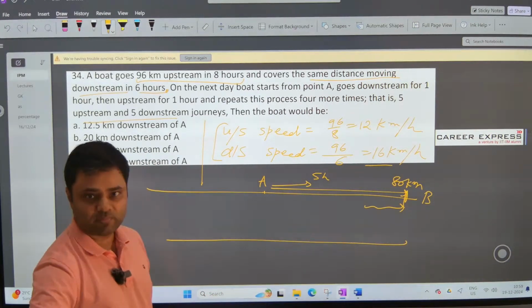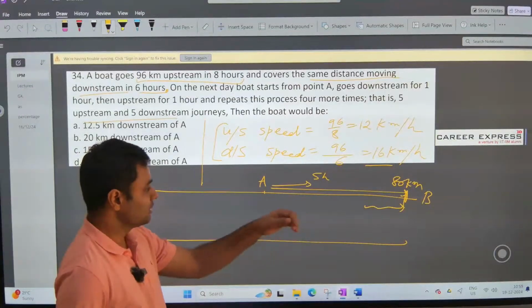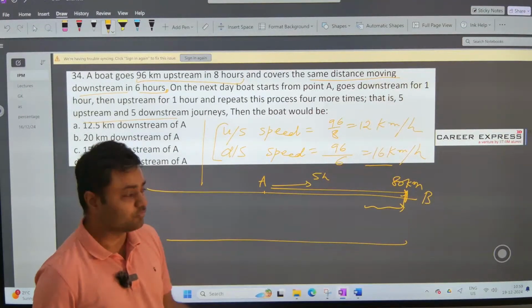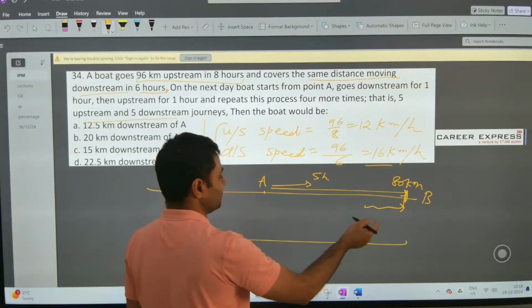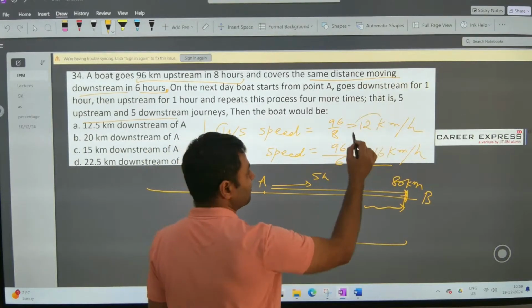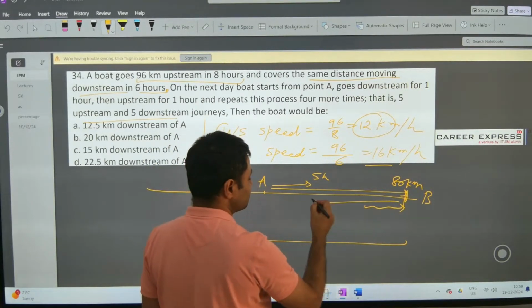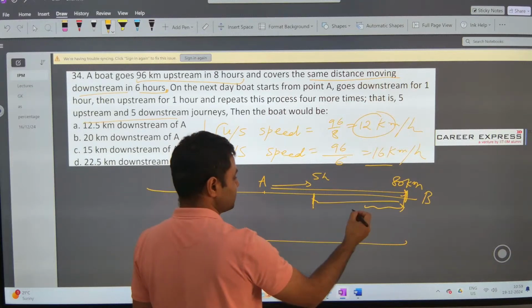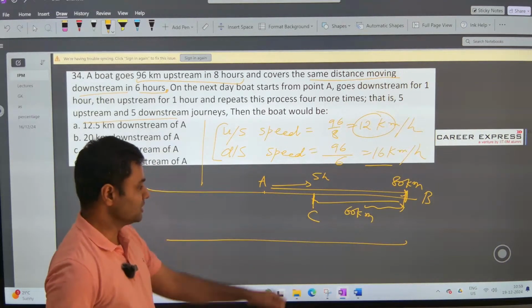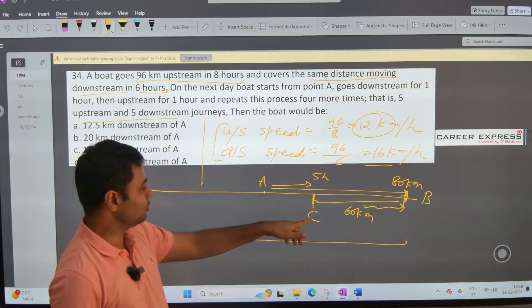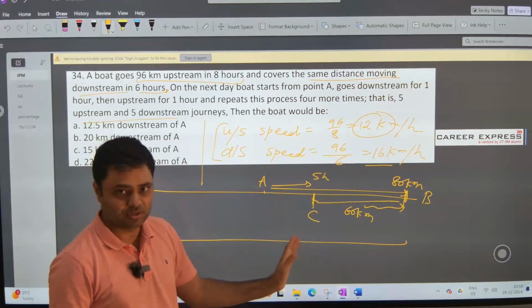Now it turns back and goes upstream also 5 hours. So from point B, the boat turns back and goes upstream. In 5 hours upstream, the boat will cover 12 into 5, 60 km. So this will be 60 km from point B. Let us say this is point C. So this is the final position of the boat after 10 hours journey.